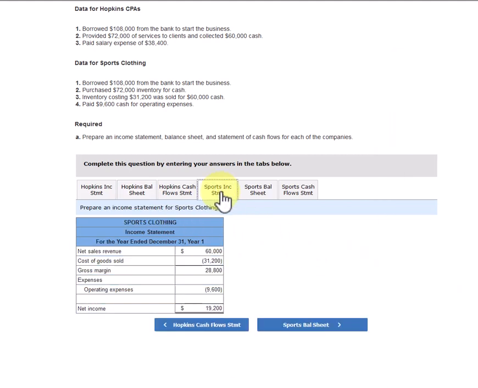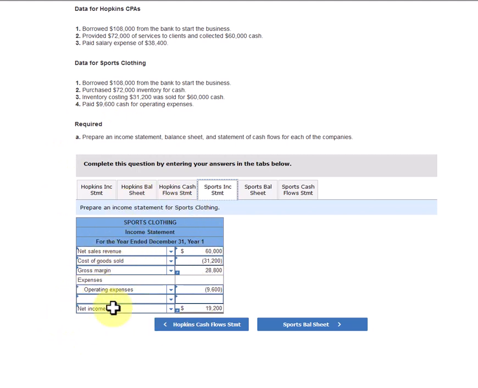So let's hop over here to the sports company, okay? Now, for this one, we're going to use the information here on this second section. They also borrowed $108,000 to start their business. Because this is a merchandising company, they have inventories. So they bought $72,000 of inventory, and then they sold inventory that cost them $31,200. They sold it for $60,000. Hint, that's the amount of your revenue. And then they paid some operating expenses of $9,600.